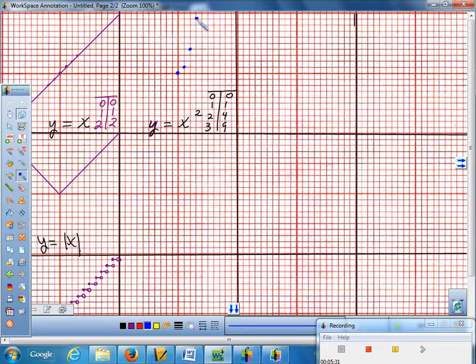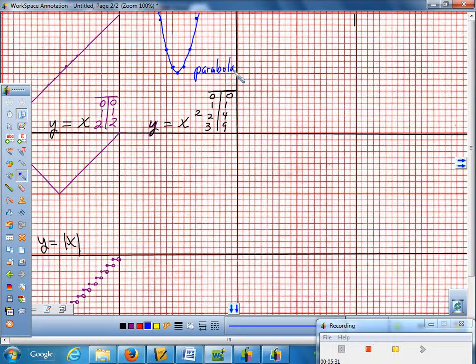Okay. But what happens when I do the negative numbers? If you're going to square them, negative 1 squared is still 1. Negative 2 squared is positive 4. Negative 3 squared is positive 9. So therefore we get our all-time favorite graph. Parabola. We get the parabola.